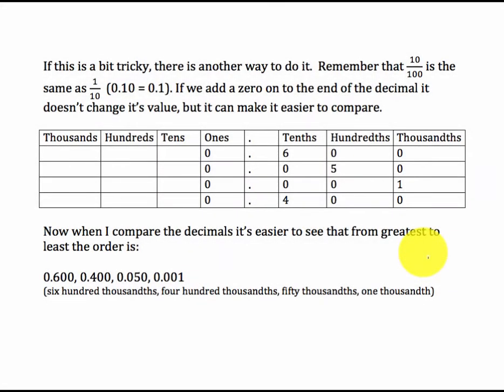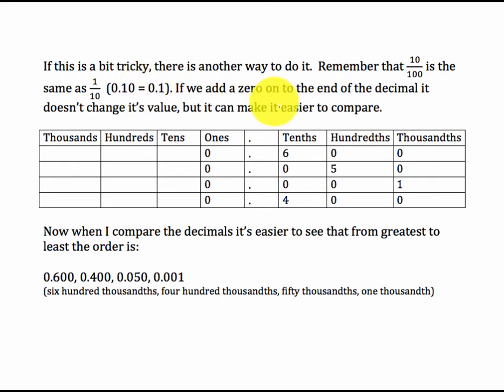So if this strategy is a little bit tricky, comparing the place values and moving from left to right, 1 spot at a time, there's another way we can do it. But first, remember that if we have a fraction like this, 10/100ths, it's equivalent to 1/10th, right? Because 0.10 is equal to 0.1. Like 10/100ths is the same as 1/10th. They're equal. So when we know that, we can see that if you just plug a 0 onto the end of a decimal, it doesn't actually change the value of it.